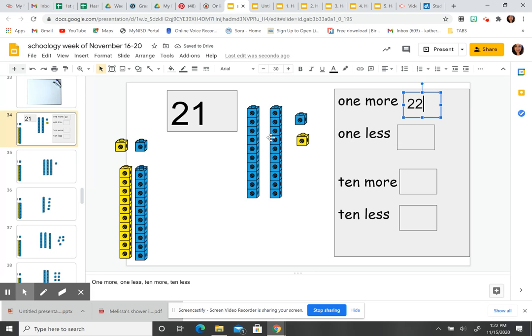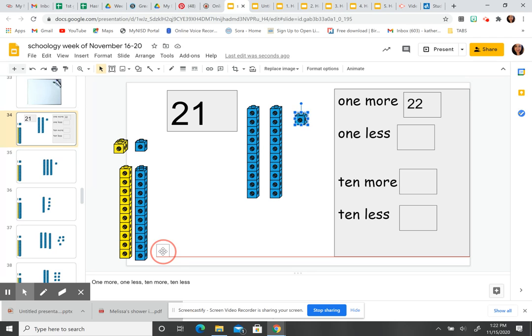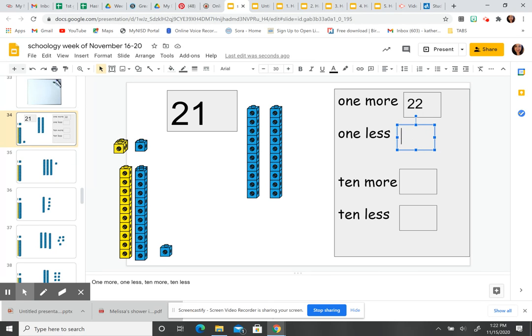Okay, now I'm going to reset back to my 21, so I'm going to move this back over here. I have 21. Now I want one less. That means I need to take away this one. So I'm going to take this one away. Now think about what I have. 10, 20. So one less would be 20. Okay. I'm going to reset this back to 21 because this is the number we started with.